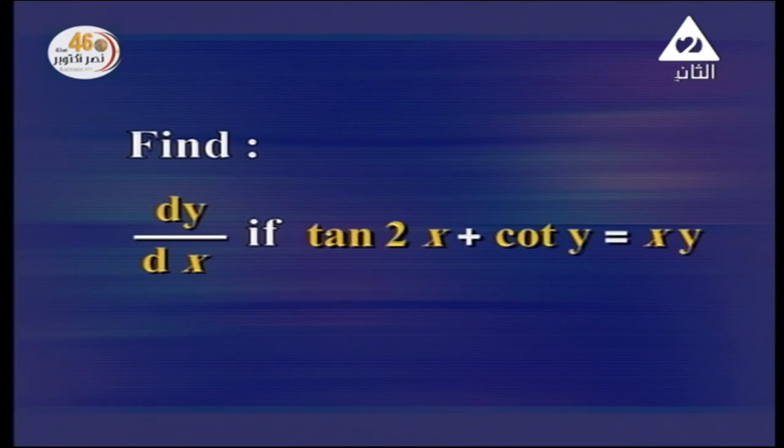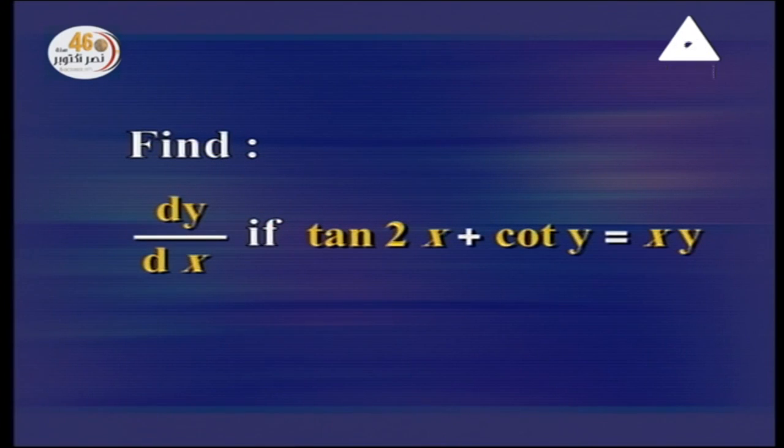Another example. Find dy over dx if tan 2x plus cotan y equals xy. My dear student, look at the left-hand side tan 2x. What is the derivative of tan with respect to 2x? Yes, my dear student, secant squared 2x multiply the derivative of 2x, which is 2. What is the derivative of cotan? Yes, my dear student, negative cosec squared.